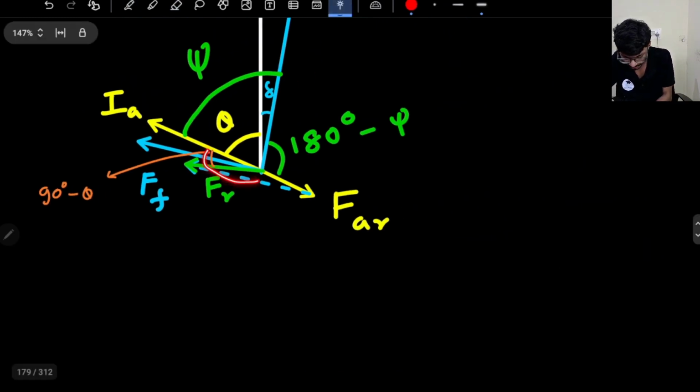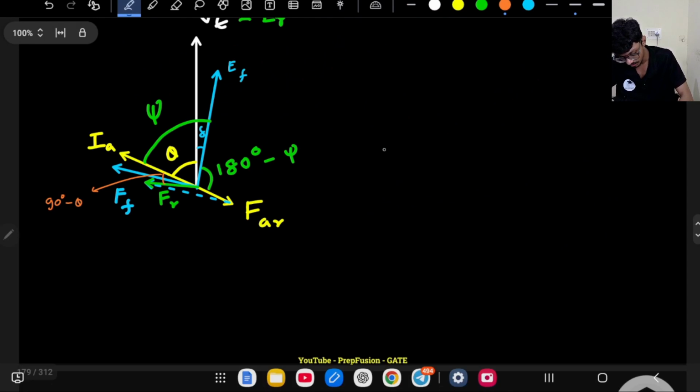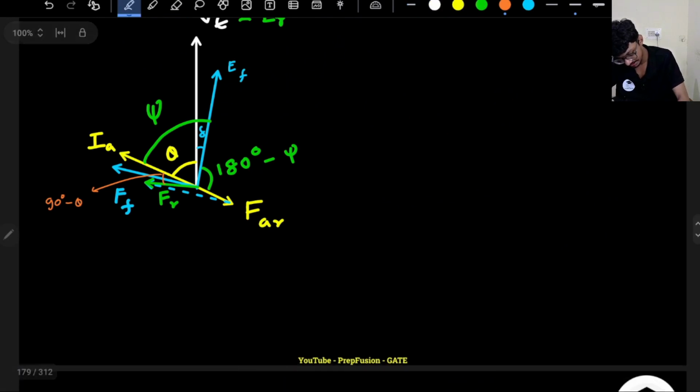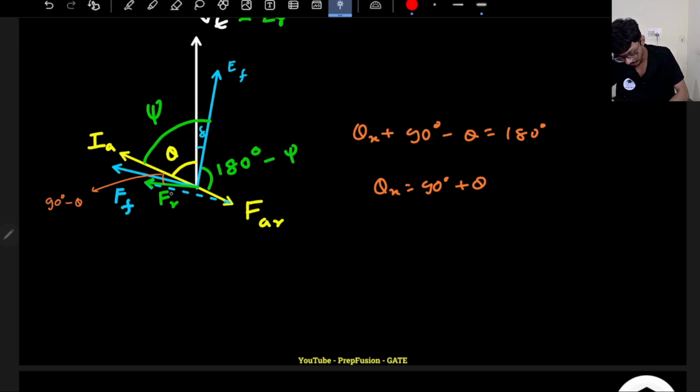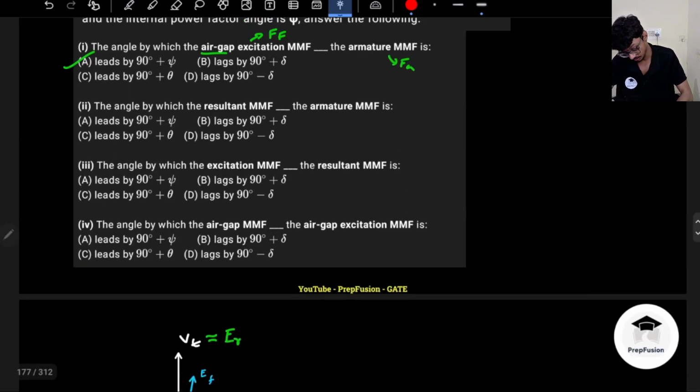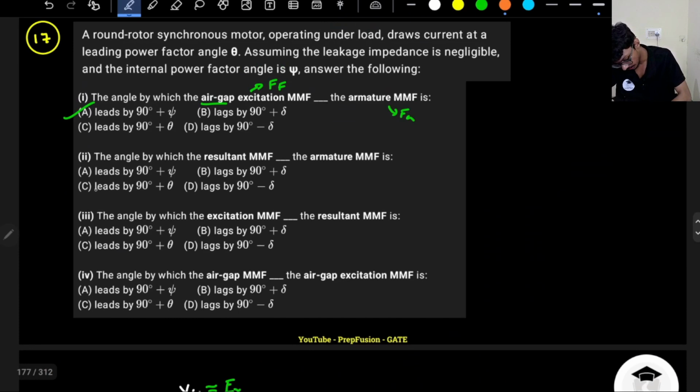Now I know this whole angle is 180, and this much angle is 90 minus theta. So what will this be? Again, theta x plus 90 minus theta equals 180. So theta x equals 90 plus theta, and my FR will lag the armature MMF by 90 plus theta.